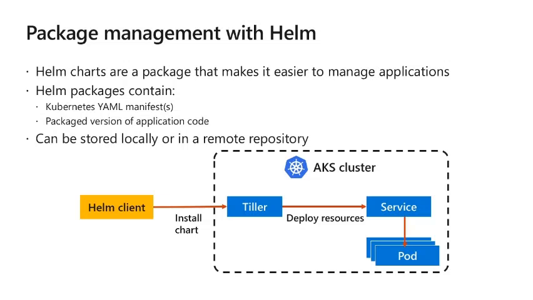To use Helm, a server component called Tiller is installed in your Kubernetes cluster. Tiller manages the installation of charts within the cluster. The Helm client itself is installed locally on your computer, or it can be used within Azure Cloud Shell. You can search for or create Helm charts with the client and then install them in your Kubernetes cluster. So Tiller deploys resources and services into the pod.